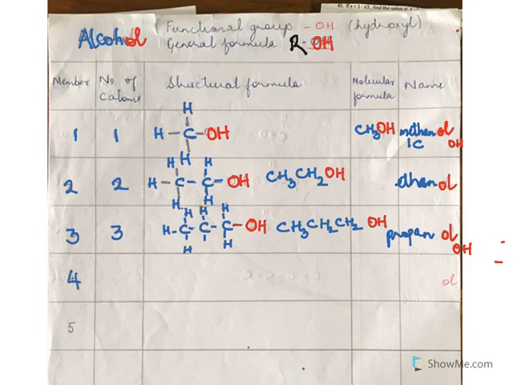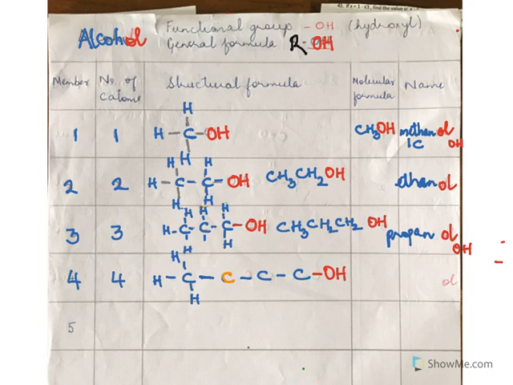Next we go to the 4th member. 4th member has 4 carbons. So we write 4 carbons, 1, 2, 3, 4. Now it is an alcohol, so you got to attach an OH. Now each carbon will have 4 arms. So I have 1, 2, 3, and this is the 4th one. So I put hydrogen, hydrogen, hydrogen.